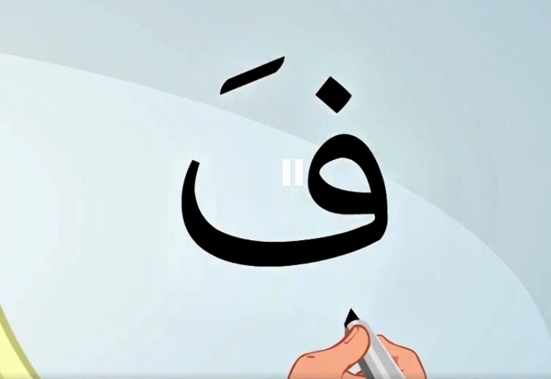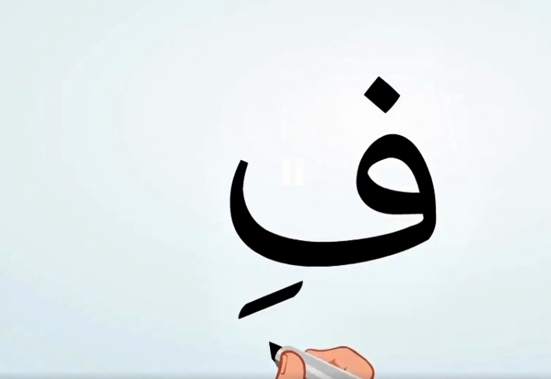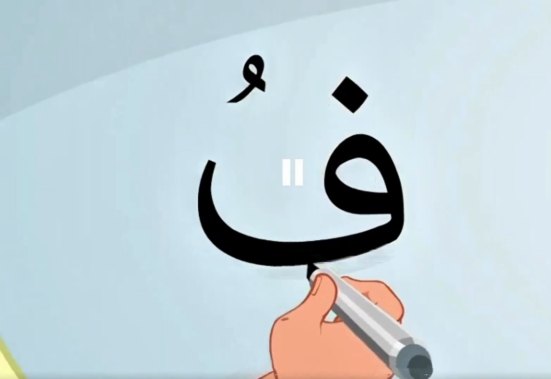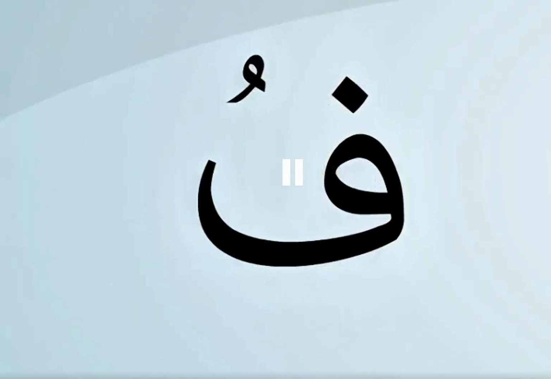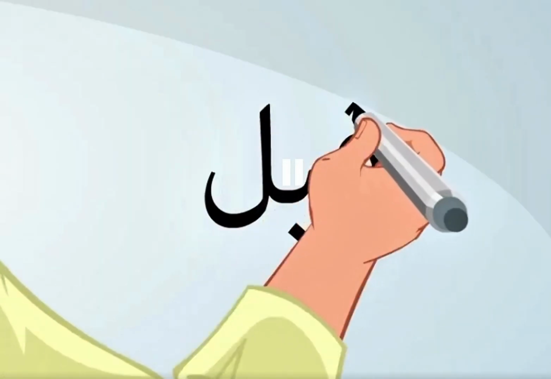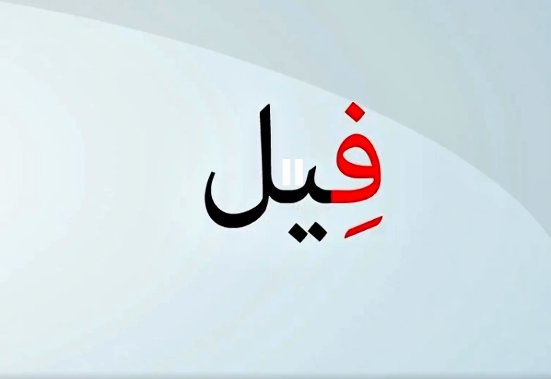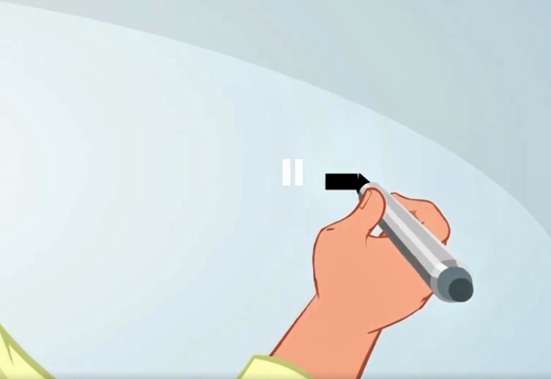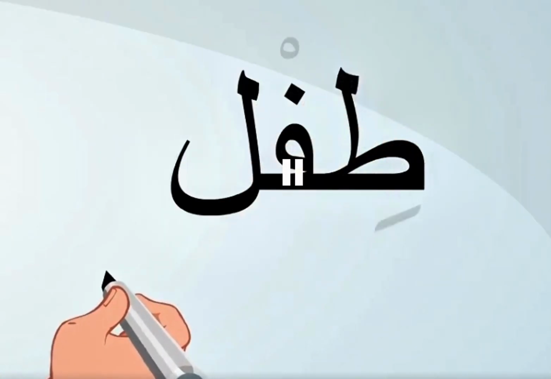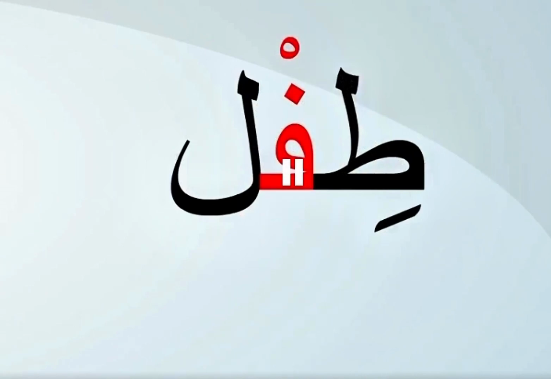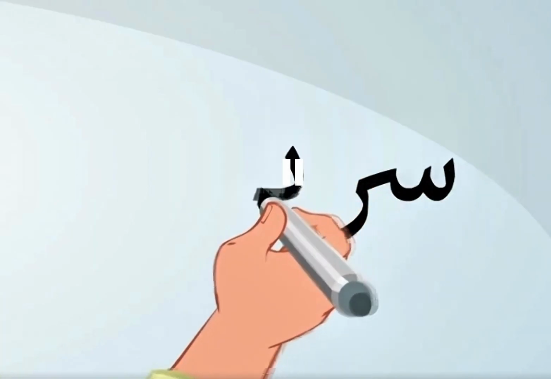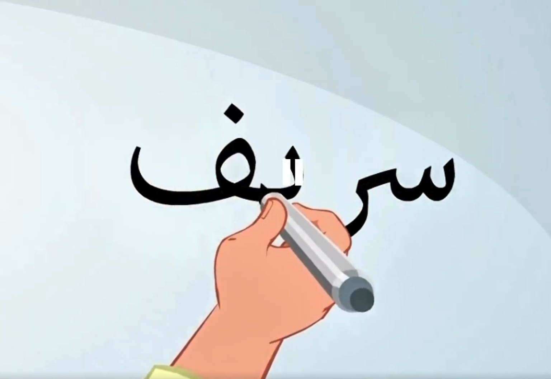فا, fi, فو. This is how we write fa at the beginning of the word, like this example: fil, which means elephant. And this is how we write fa at the middle of the word, like this example: طفل, which means child. And this is how we write fa at the end of the word, like this example: sharif, which means noble.